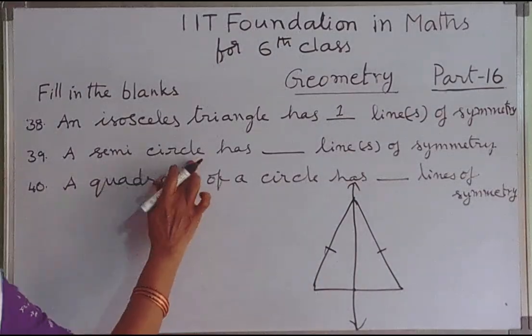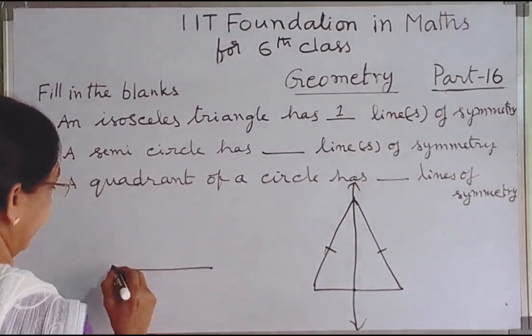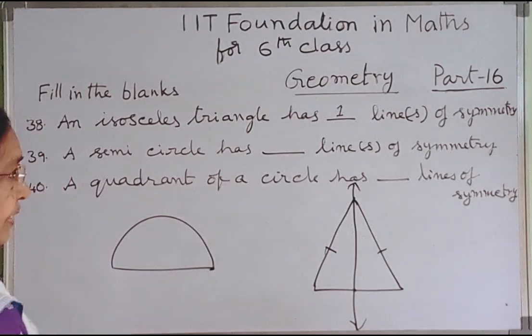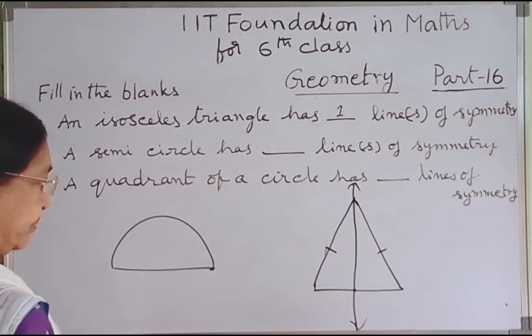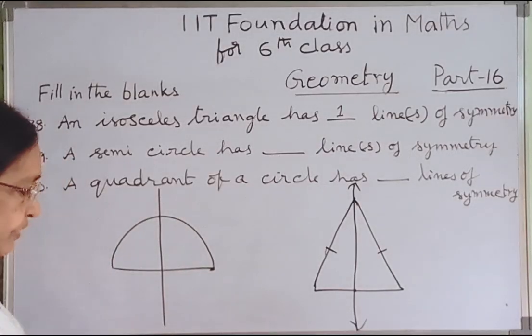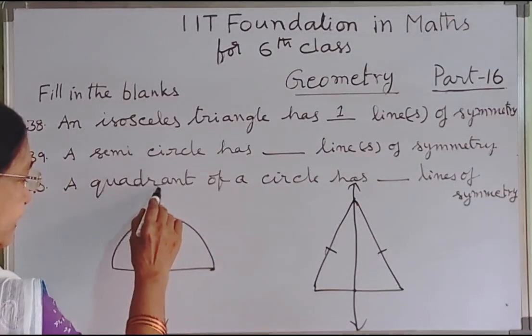Next, a semicircle has dash lines of symmetry. A semicircle means half of the circle. This is the semicircle. It has dash lines of symmetry. So this is the only line of symmetry for a semicircle.